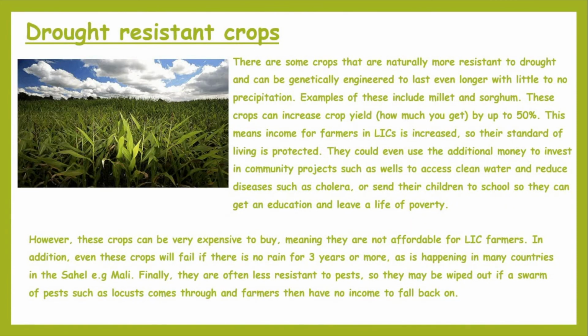Okay, the next one is drought-resistant crops. These are exactly what it says on the tin. The majority of crops will die if the rainfall doesn't arrive for one year, but there are certain crops that are more drought-resistant naturally, and you can then genetically engineer them. You can genetically modify them using science in a laboratory to make them last even longer with little to no precipitation. Things like millet and sorghum, that's how they work. This will increase crop yield because these crops can survive up to 3 years with little to no precipitation. Now that's going to mean an increased yield of 50% or more.